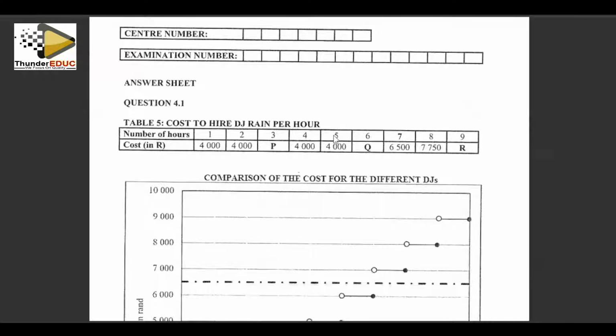This is how it looks. Don't forget to fill it in, hand it in, submit it, please. All right, here we go.